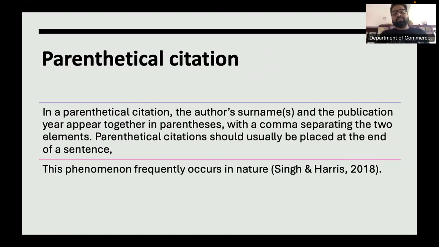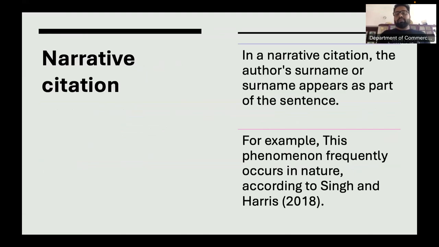In parenthetical citation, the author's surnames and the publication year appear together in parentheses with a comma separating the two elements. The parenthetical citation should usually be placed at the end of a sentence. So this is the format of parenthetical citation. The same sentence, this phenomenon frequently occurs in nature, but the author and year are within the brackets. In the previous one, you can find that the author's name is part of the sentence and only the year is in brackets. This is known as narrative citation, and if you are using narrative citation, you are giving emphasis to the particular author or authors.